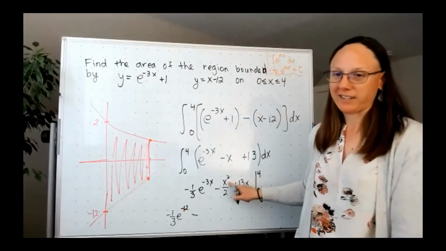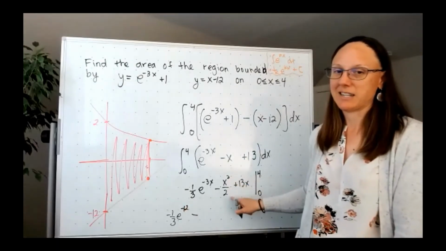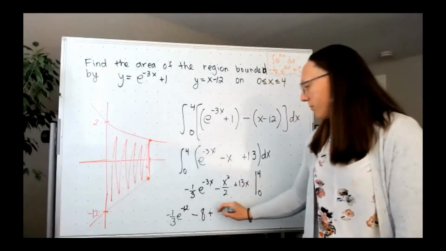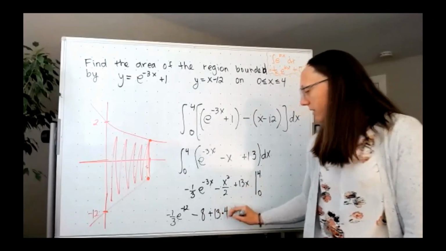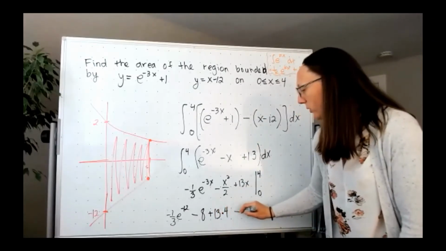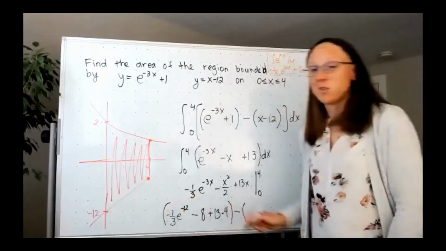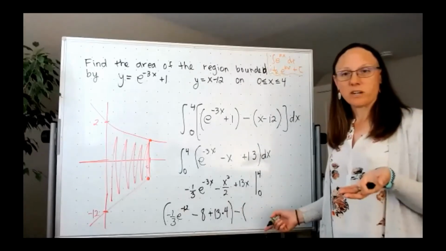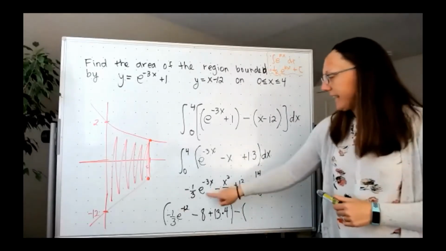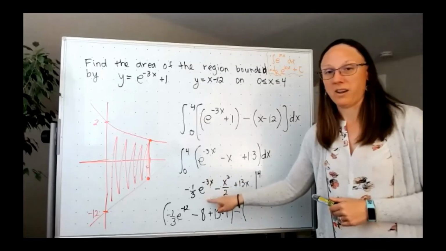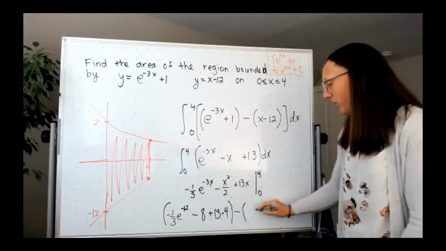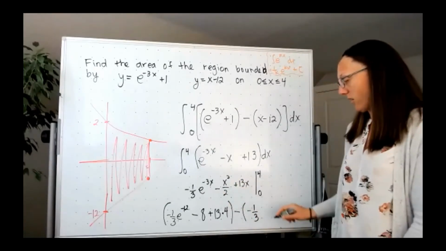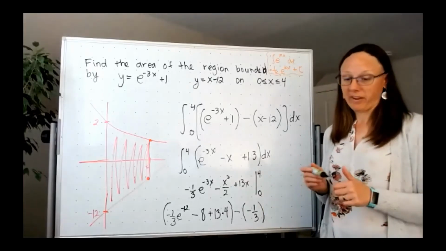4 squared, okay, I can do that in my head. 4 squared is 16. 16 over 2 is 8. 4 times 13, probably someone more clever than me would do that quickly in their head. I'm not that cool. So I'm going to have all of that. This time, I do want to be careful plugging in the 0. We can still do it in our head if we want, but e to the 0 is 1, which means when we plug in 0, we're going to get negative 1/3 minus 0 plus 0. And I would walk away there.